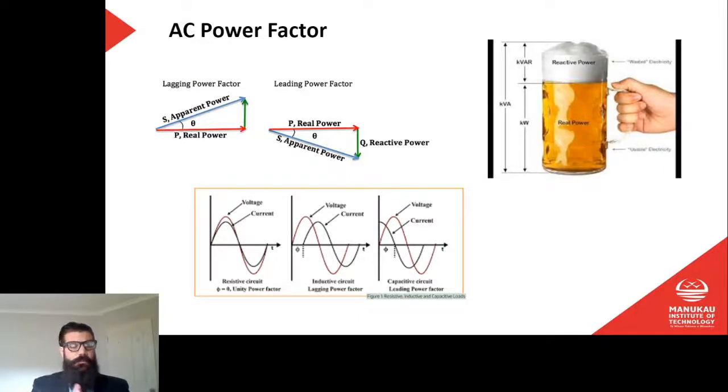Hello team, today we're going to look at AC power factor. That's right in front of us. This is the final unit for module number 5, electricity systems. It is a reasonably complex mathematical one.